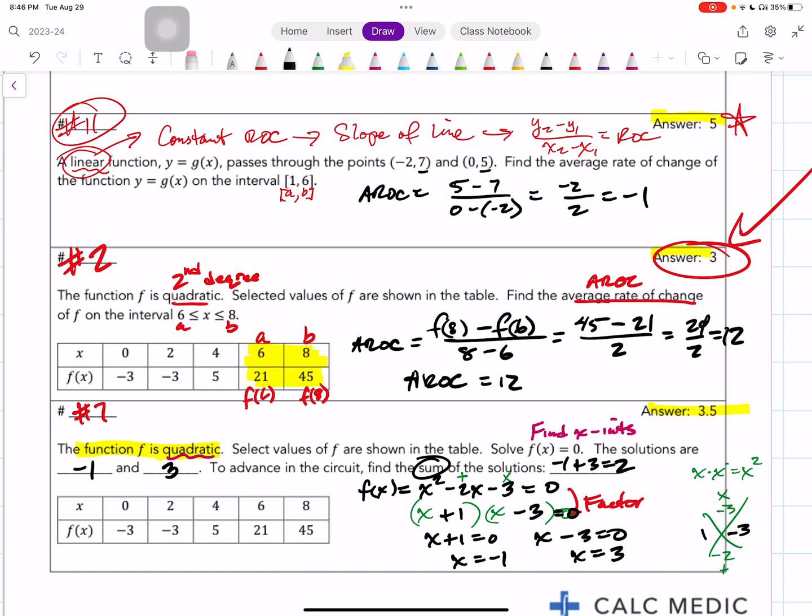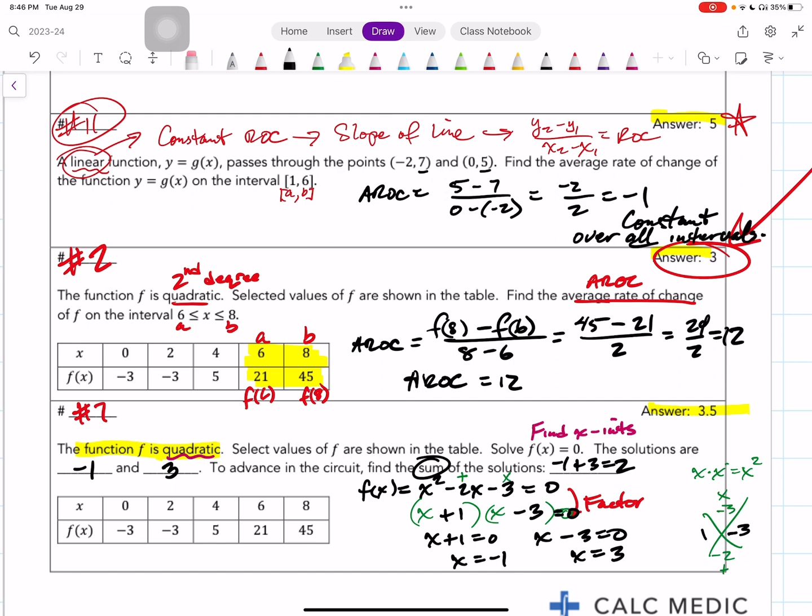And the fact that it remains constant over any interval, okay, it doesn't matter whether we pick these 2 points that are given or the interval from 1 to 6, the rate of change is constant, okay? It's constant over all intervals. It's as simple as that.